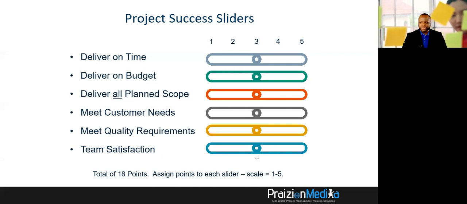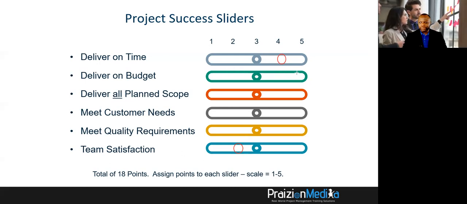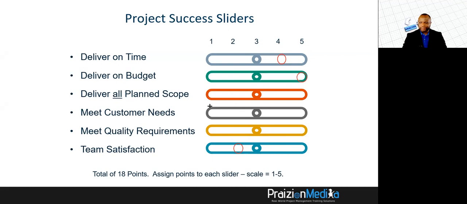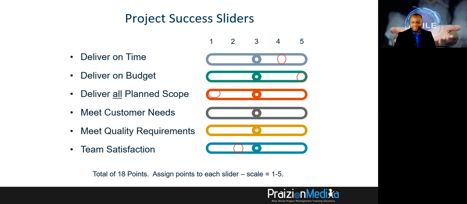If we move team satisfaction down to 2, then we can move schedule up to 4. If we move budget up to 5, then we must take scope down to 1. You get what I'm saying? But at any point in time, we must have 18. So that will be 4, 9, 10, 16, and 18. All right.